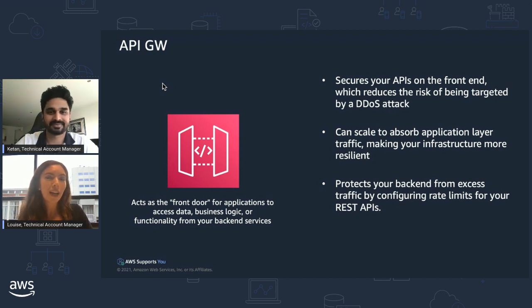Then as well, another mitigation best practice we have is scaling to absorb any excess traffic, ensuring that your application stays up without any issues during any possible attack. What API Gateway can do here is scale to absorb application layer traffic, making your infrastructure more resilient and able to hold up with any excess traffic. And lastly, it protects your backend from any excess traffic as well by configuring rate limits for your REST APIs. You can set a number for the rate, and it will count that number and then block any additional traffic as well.